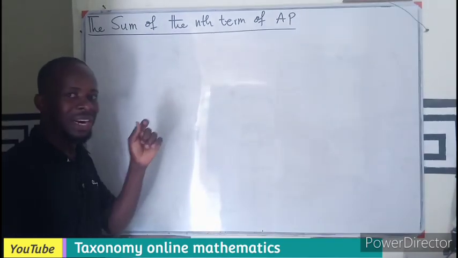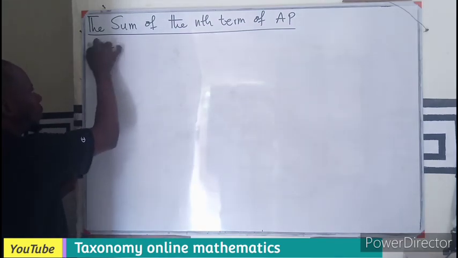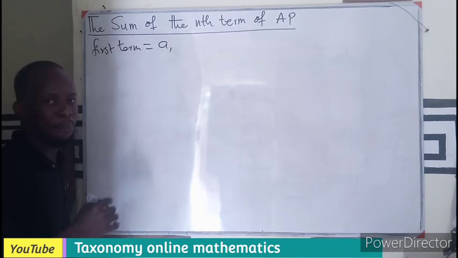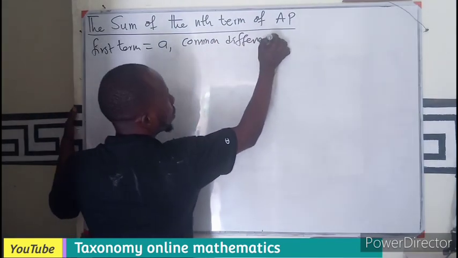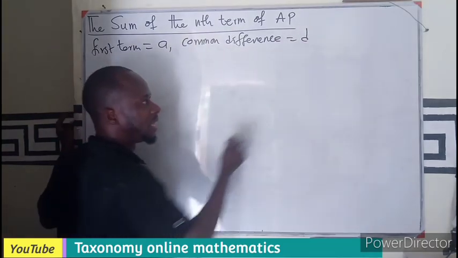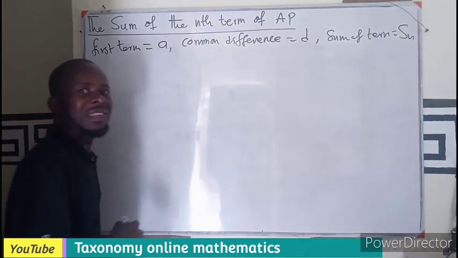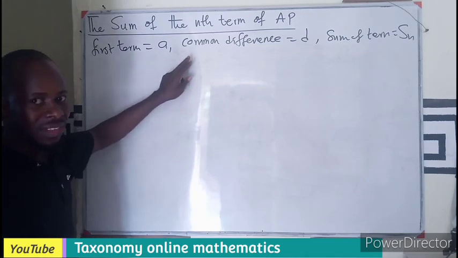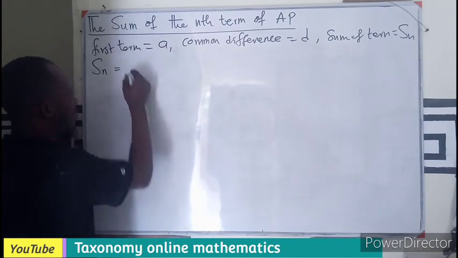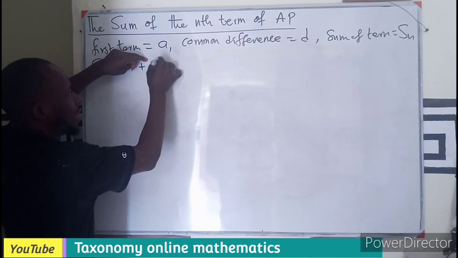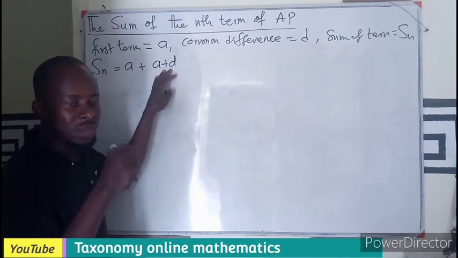So this is what we do. Now let's make this a general formula derivation. Let our first term, which we already know, be a. We know our common difference is always d. Then the sum of terms is Sn. So if I want to indicate the sum of terms, Sn is going to have the first term as a. The second term is a plus d, as we did in the previous lesson. This is the second term of a sequence.